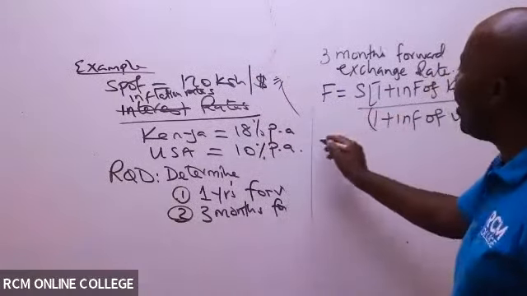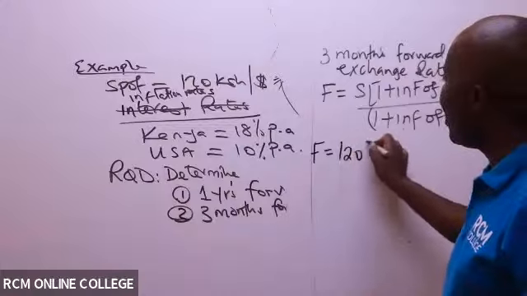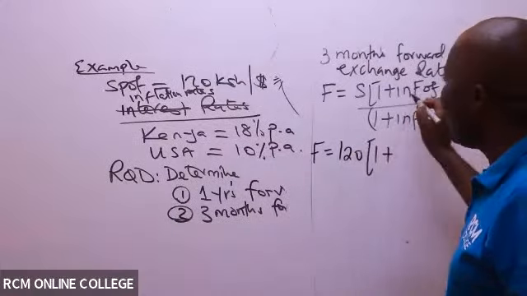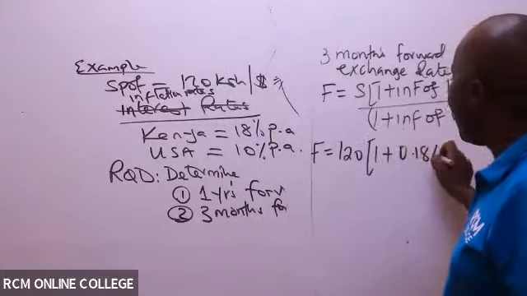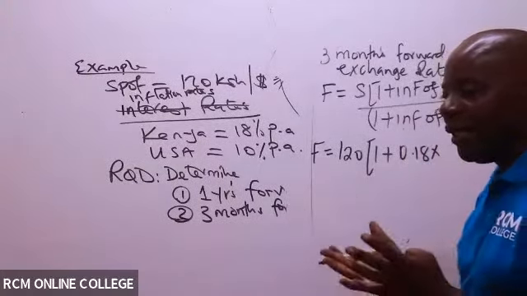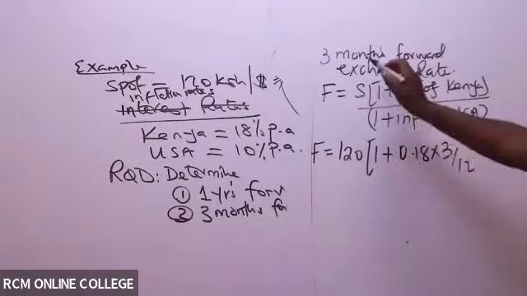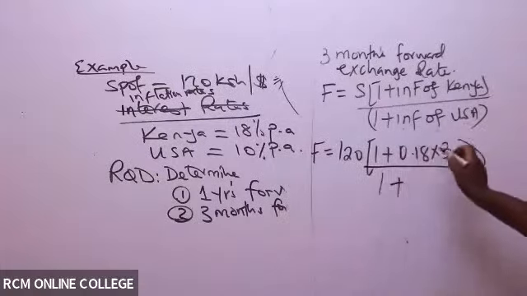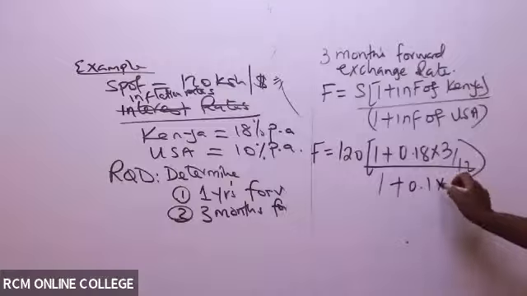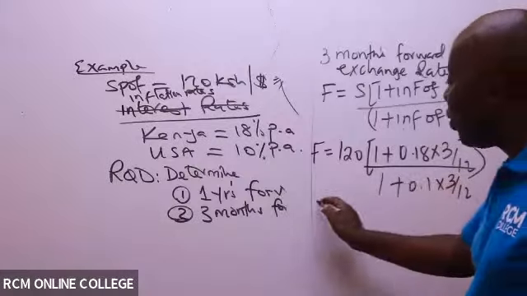Dollar is below. So in that case, my forward exchange rate will be the spot, which is 120, into 1 plus the inflation rate of Kenya, which is 18%. But you see, 18% is for a whole year. So times 3 over 12, 3 months, all over 1 plus inflation of the USA. Inflation of the USA is 0.1 times 3 over 12. You must be very careful here, otherwise you will not get it right.